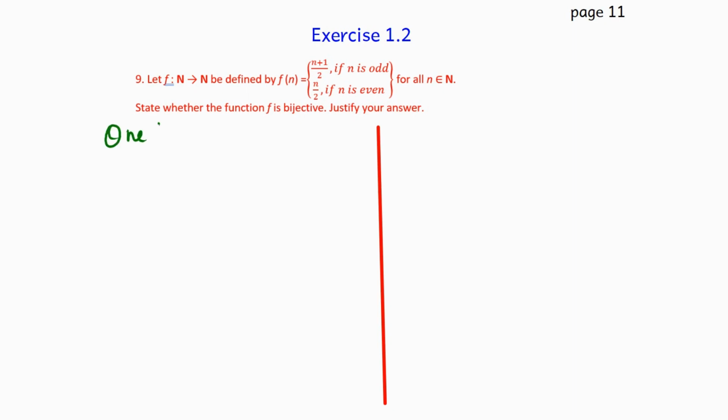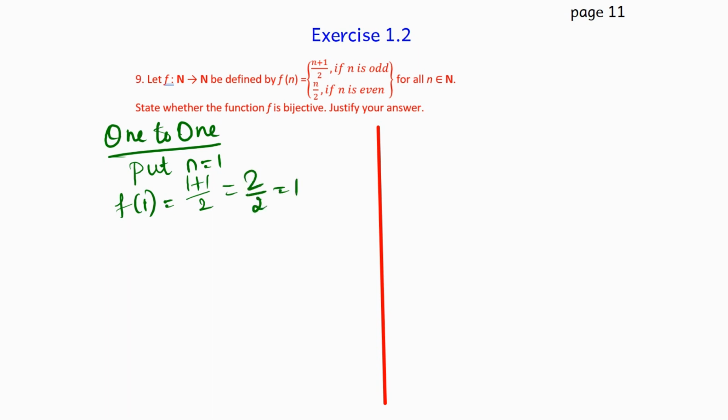Next, exercise 1.2, 9th problem. Here the domain and codomain are all natural numbers. f of n equal to (n plus 1) by 2 if n is odd, and n by 2 if n is even. So I have to prove whether it is bijective. To prove one-to-one, put n equal to 1. f of 1 will be, since 1 is an odd number, the condition is (n plus 1) by 2. So 1 plus 1 by 2 is 2 by 2, which is equal to 1. f of 2: 2 is an even number, so n by 2. 2 by 2 is 1. For both values I got the same result, so it is not a one-to-one function.